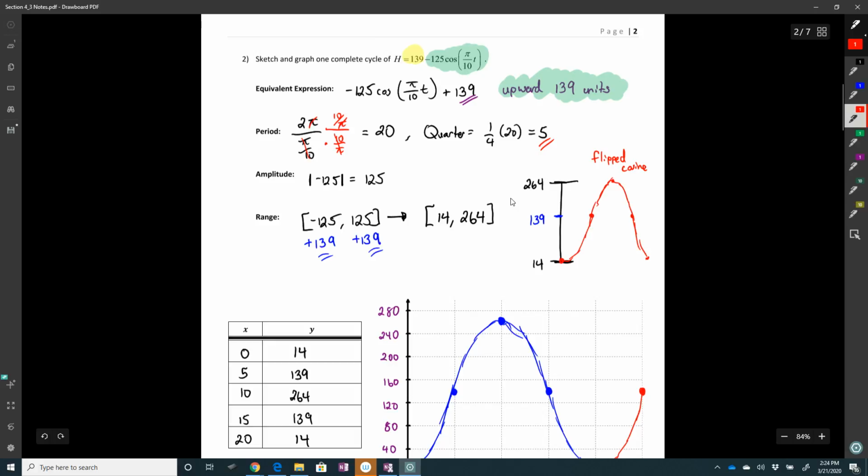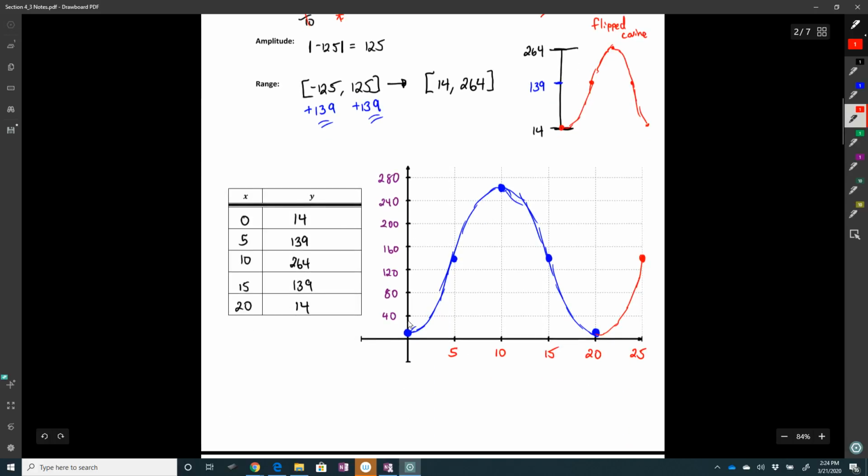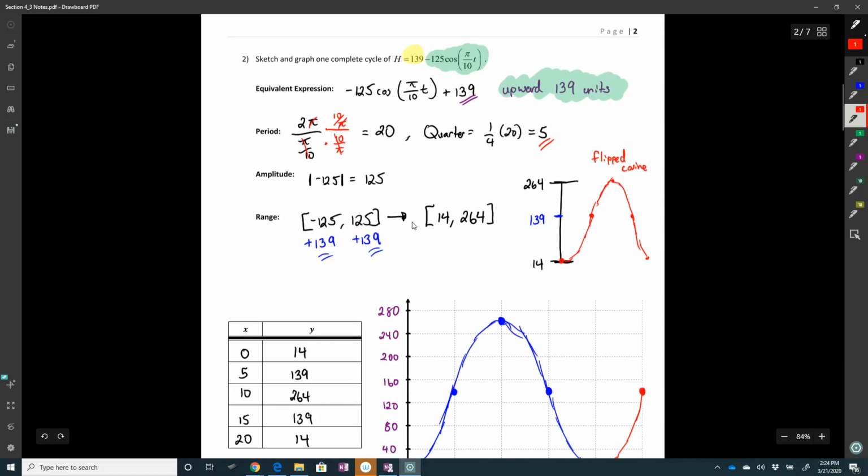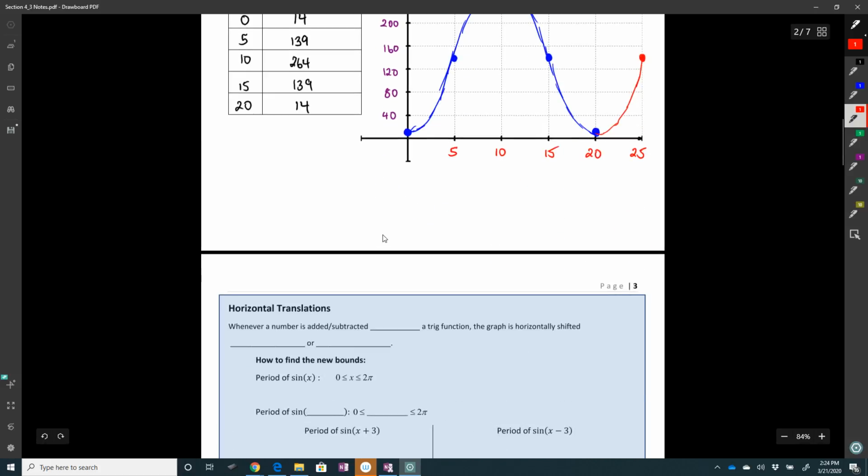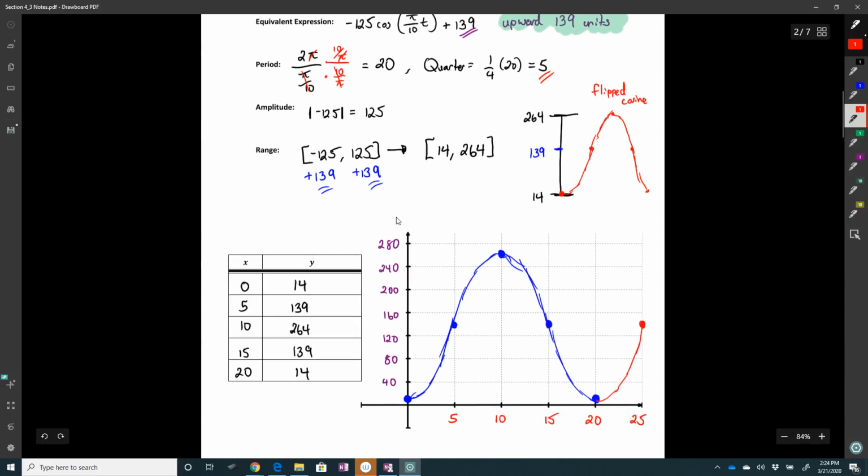Anyway, if you're dealing with a graph where the tick marks are already written for you, here on the y-axis, I had the tick marks already labeled. And so you just have to pick a number where they're evenly spaced. I know my answers are between 14 and 264. So given the number of tick marks, 40 would have been a good estimate. Anyway, that's just moving the graph up and down.